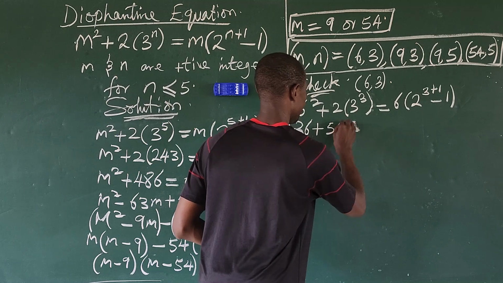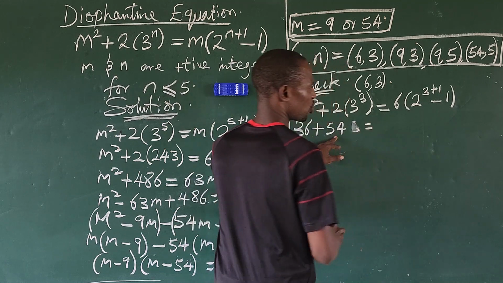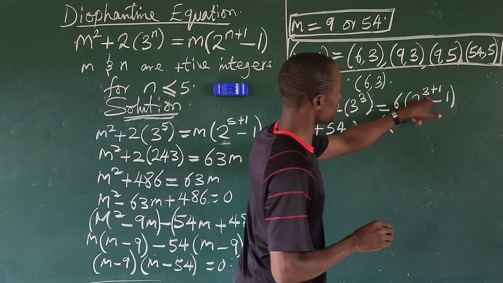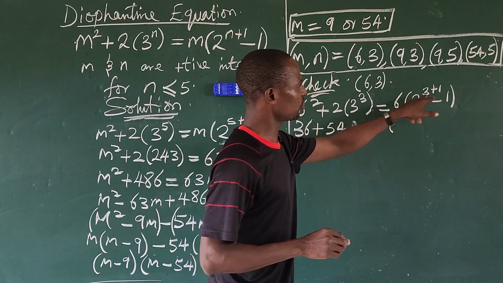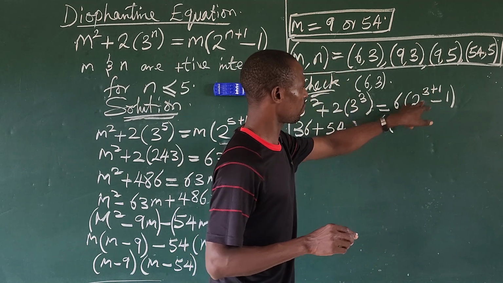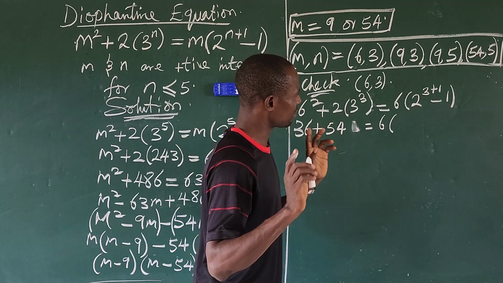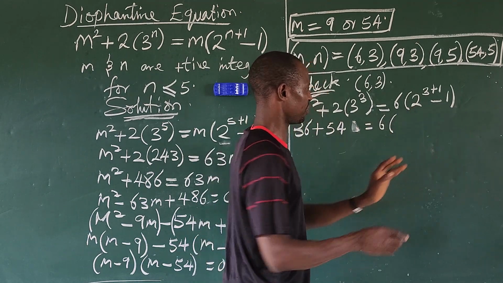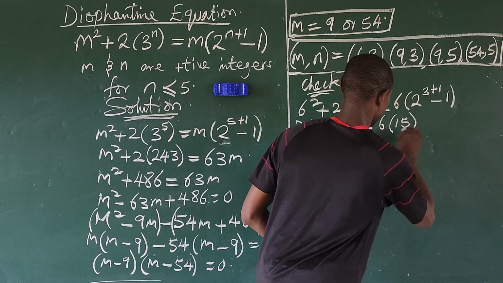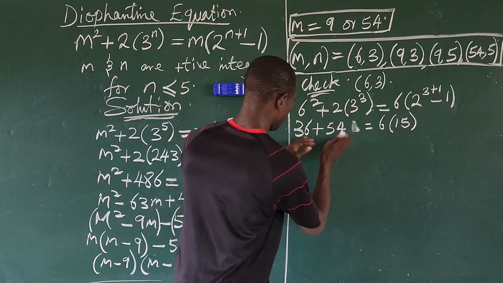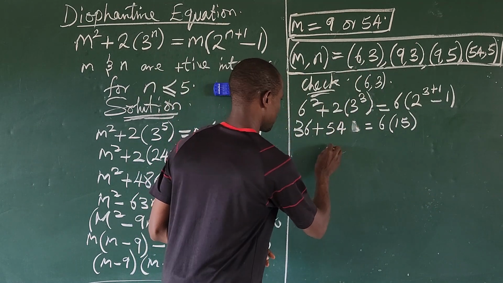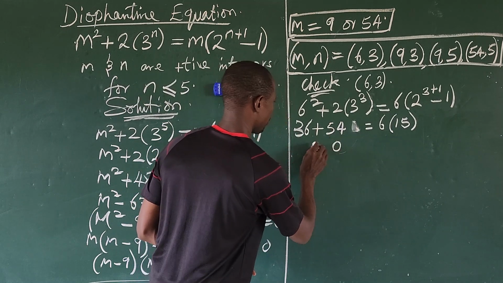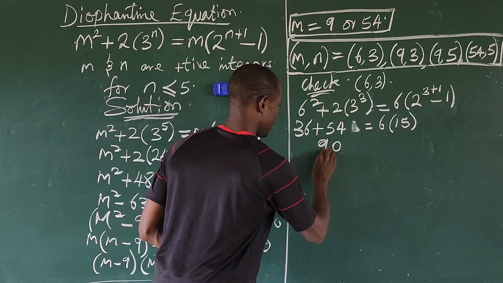So we have 54 equal to 6 times, here this will give us 4, so 2 to the power of 4, that will give us 16. Then 16 minus 1 will give us 15. So we have here 15. Okay, so let's add this up now. So this plus this will give us 0, and this plus this will give us 8 plus the 1 carry is 9. So here we have 90.